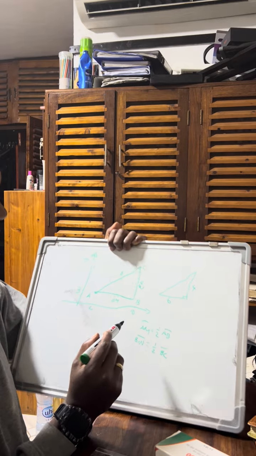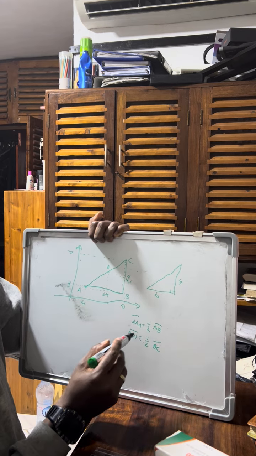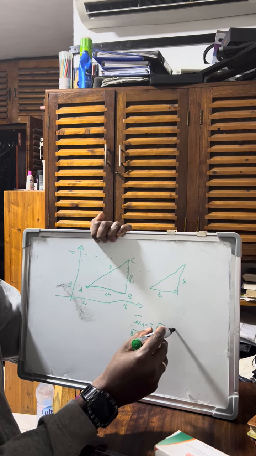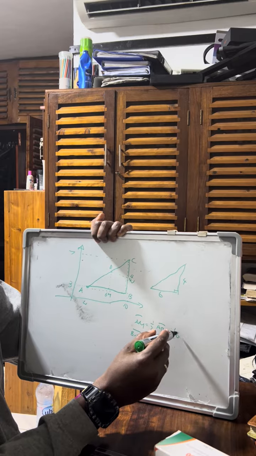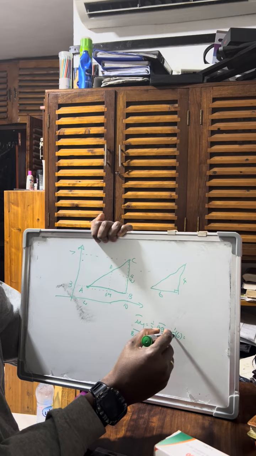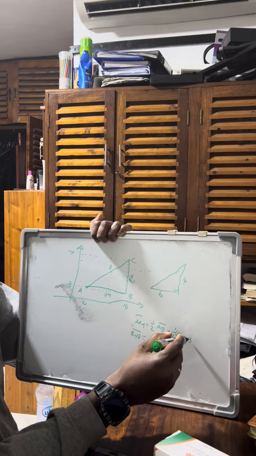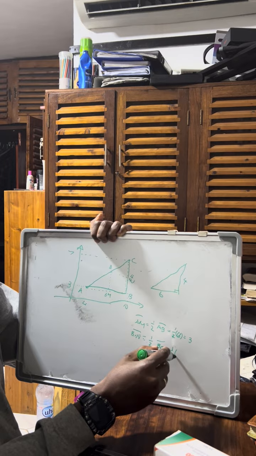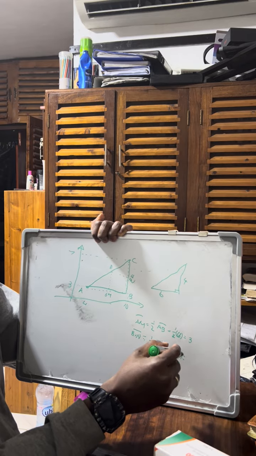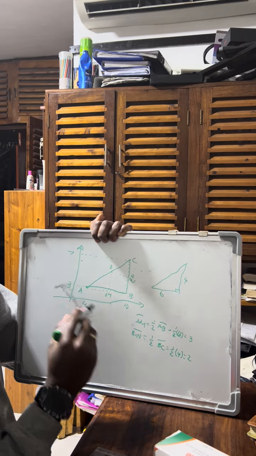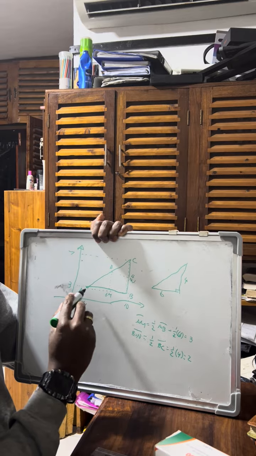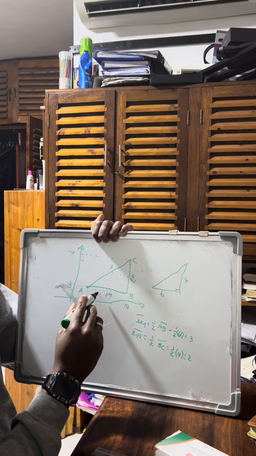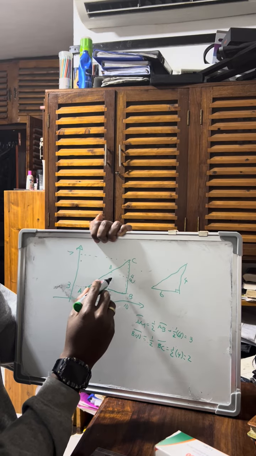So we already know that half of AB is 6, so half times 6 is equal to 3. And we already know that BC is 4, so half of 4 is equal to 2. So essentially this distance here is 3, and this distance here is 2.